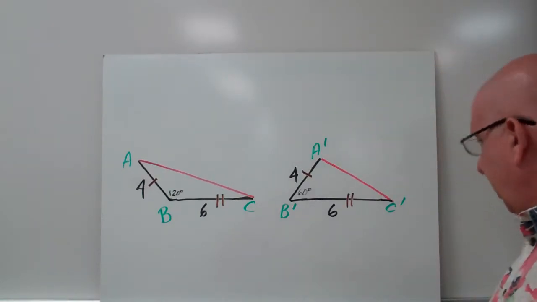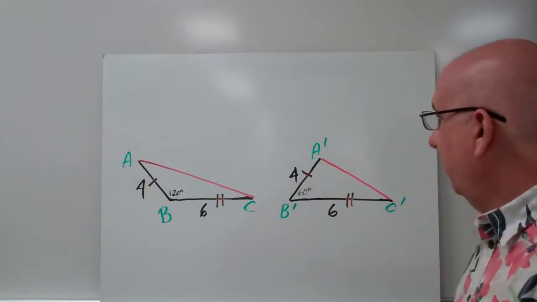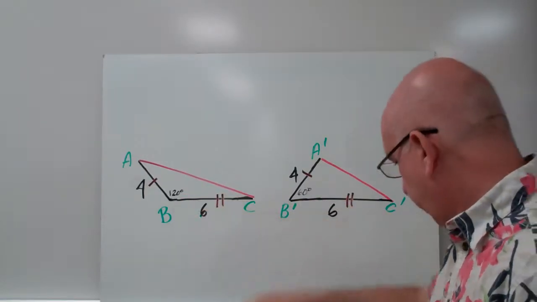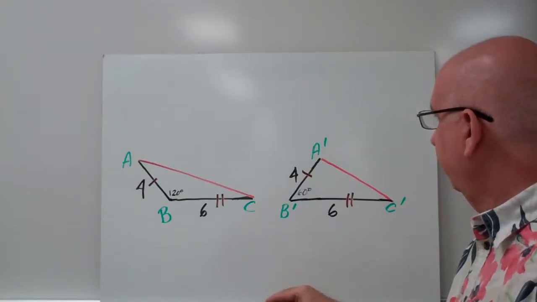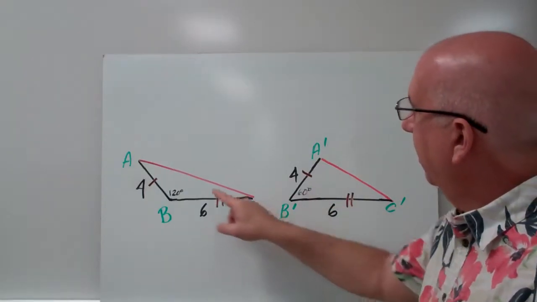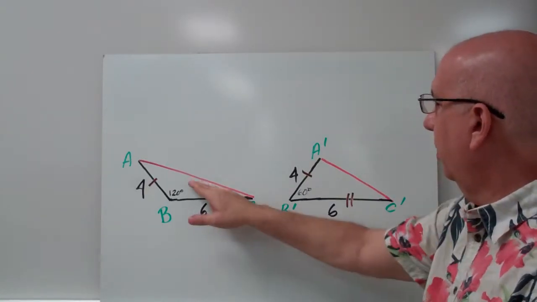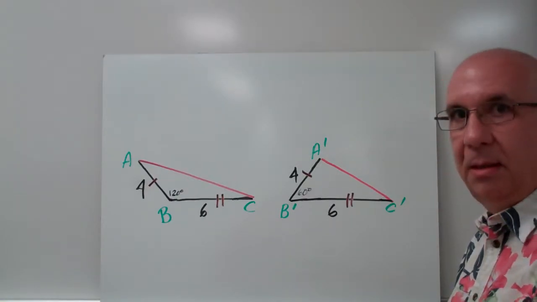Now what it says is that if two sides of two triangles are congruent, and the measure of the first angle is larger than the second, then the length of this third side will be longer than the length of this side. That's the Hinge theorem.